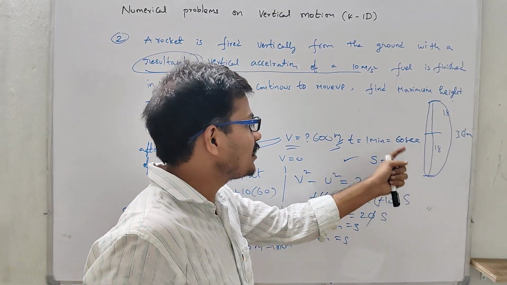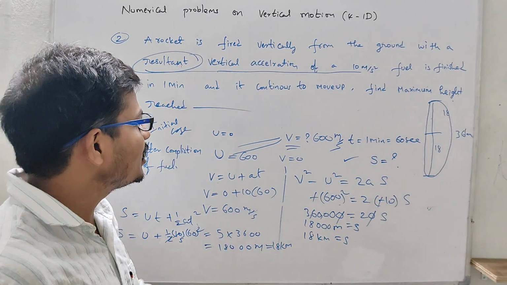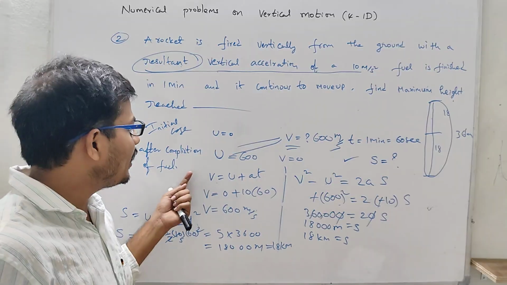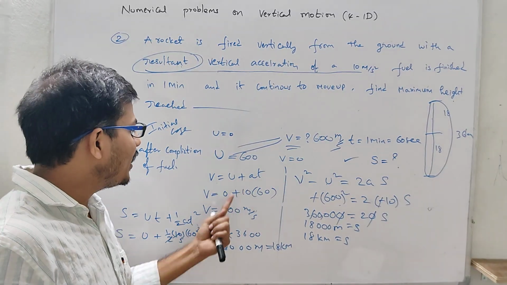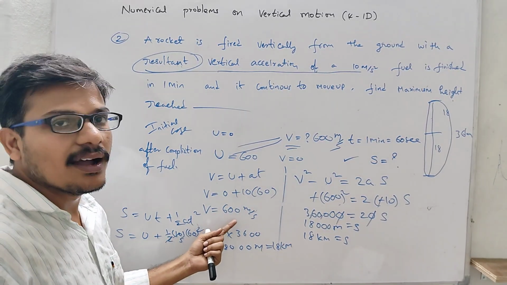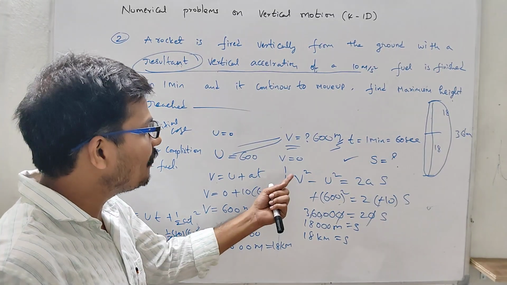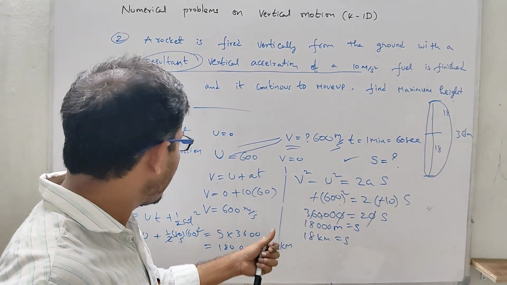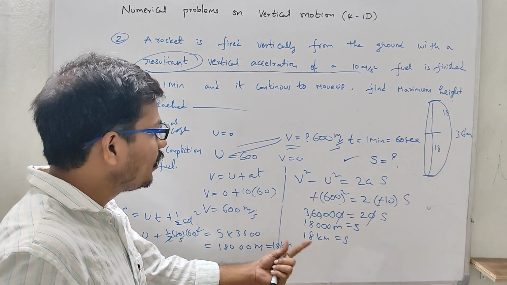We have to find the displacement in both cases. So for both cases, first of all we find the velocity here. This is our position. And then after that, I find the before-fuel and after-fuel sums by using the formula.